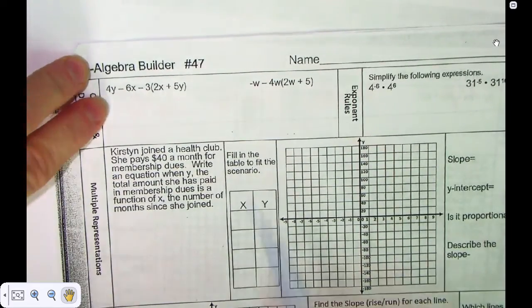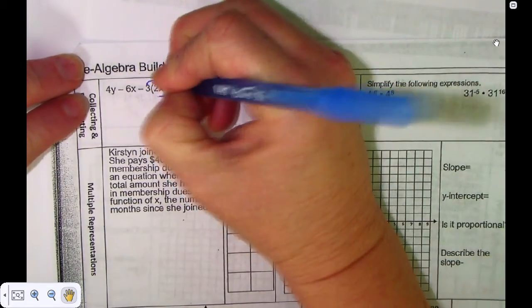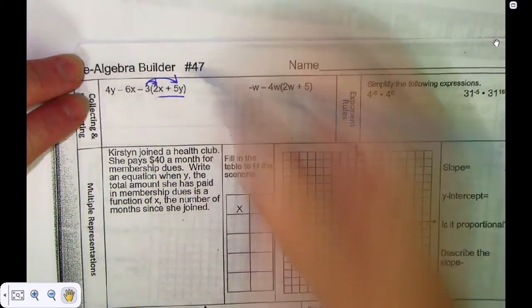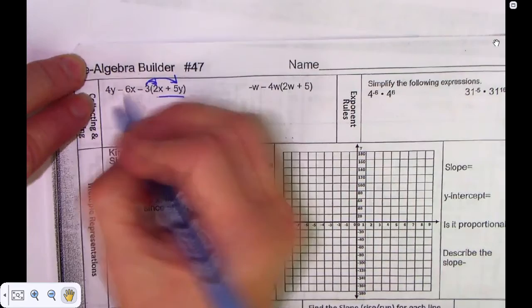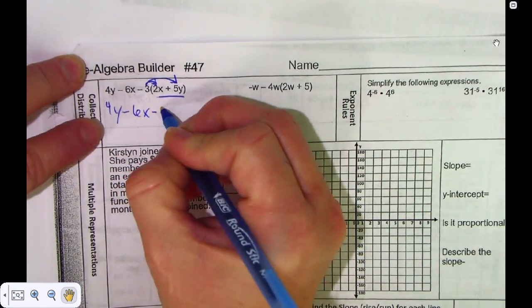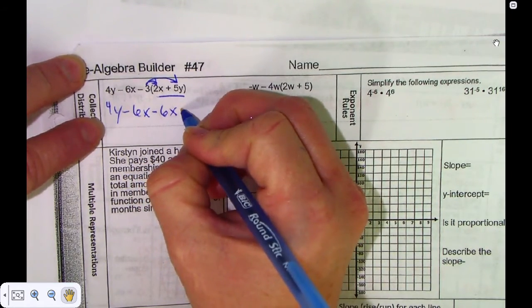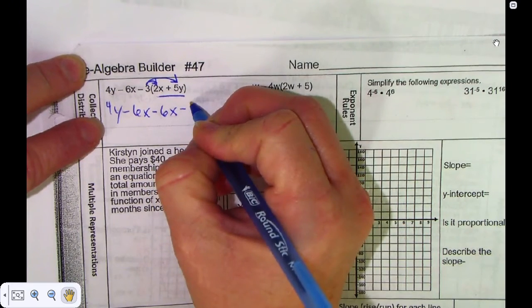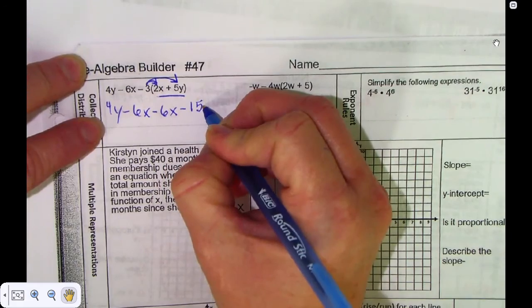Okay, we've got to get rid of the parenthesis, but I can't because I don't know X and Y, so I'm going to use the distributive property. Draw your arrows. So I'm going to write 4y minus 6x minus 15y.